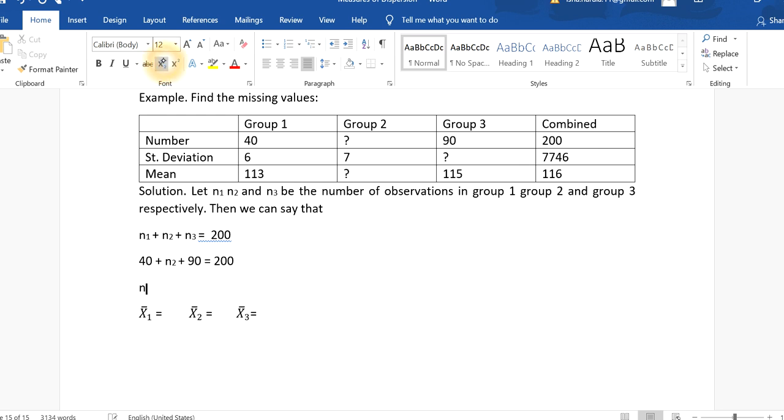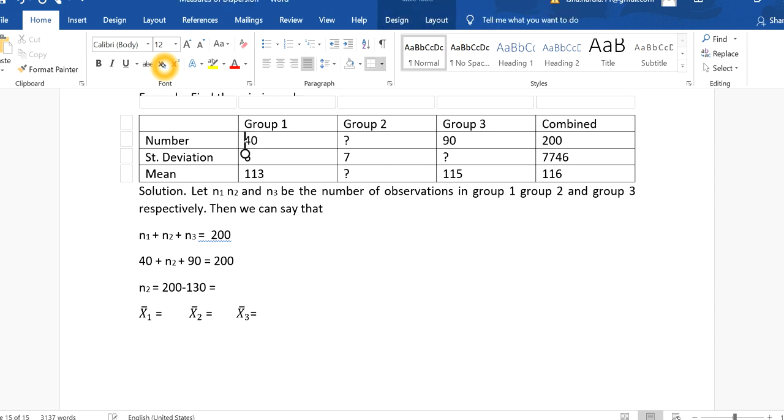So here n2 equals 200 minus the 90 plus 40, that is 130. So I'm so sorry, here this is not 40, this is 50. Okay, so here it is 50. So it becomes 90 plus 50 is 140, right? So n2 is 60. So the first missing figure, the number of observations in group 2, is 60. So the first question mark we have identified, right?